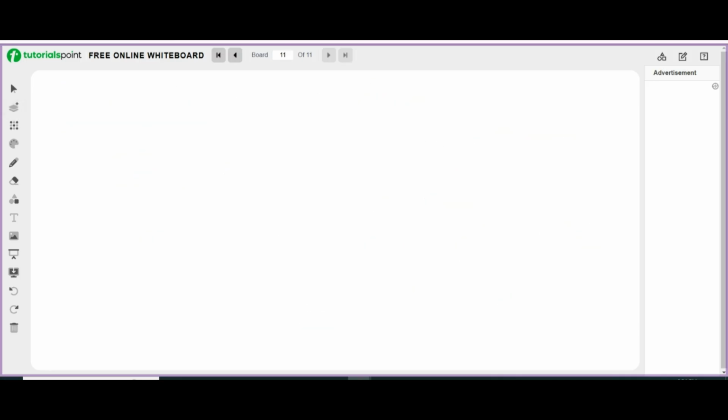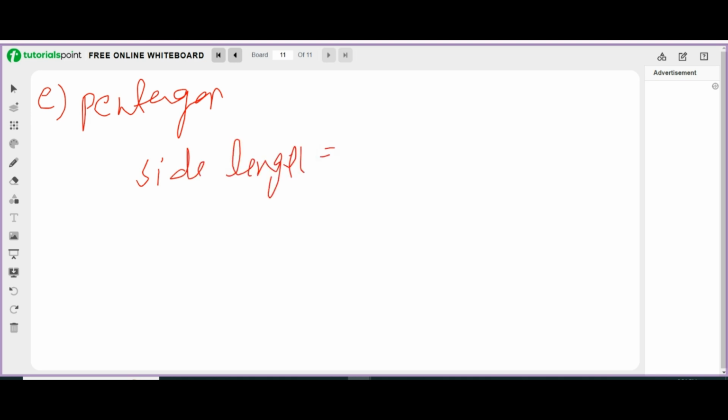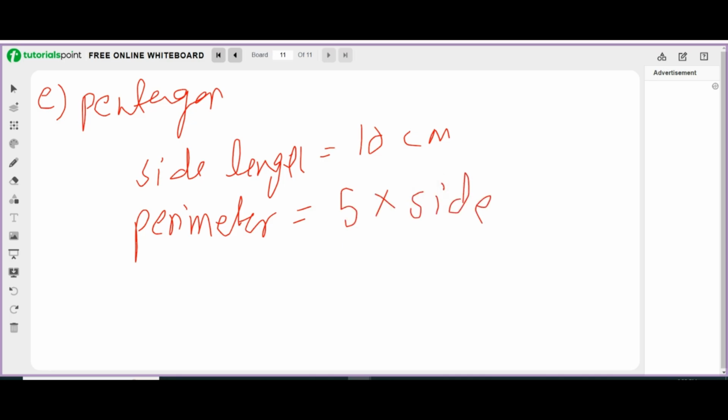E. Have you done with the slides or not? Are you working with me? Okay, first, pentagon. Side length on each side. And then perimeter for a pentagon. 5 sides. 5 multiplied by side. Then 5 multiplied by 10. It will be 50 centimeter.